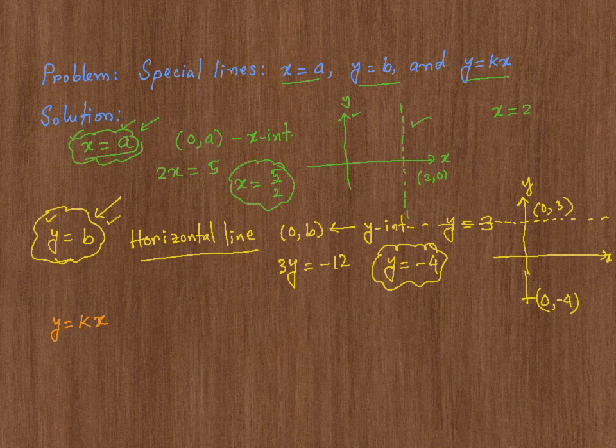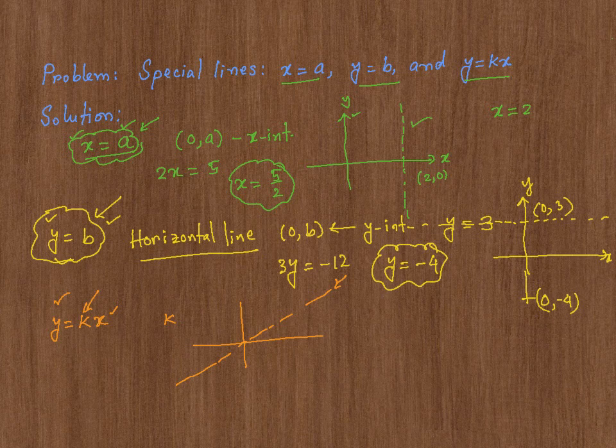Now let's talk about the last case, y is equal to kx, where k is a constant. This equation represents a straight line that goes through the origin. So if you have an equation of this form, or it can be converted to this form, it will be a straight line that goes through the origin, and the orientation of this straight line will depend on the value of k. If k is positive, the slope is positive, and the line is going to go up as you go from left to right. If k is negative, the slope is negative, and the line is going to go down as you go from left to right.